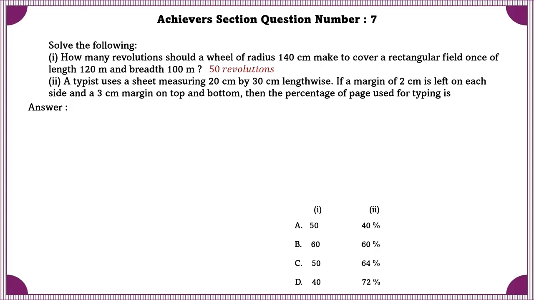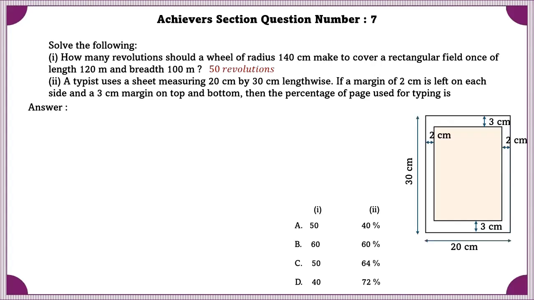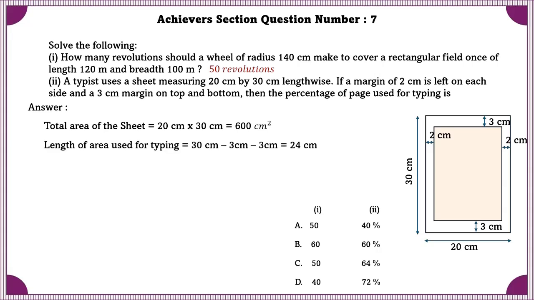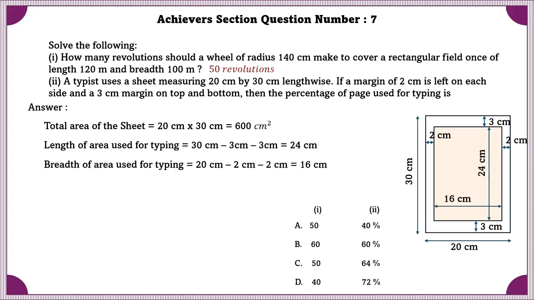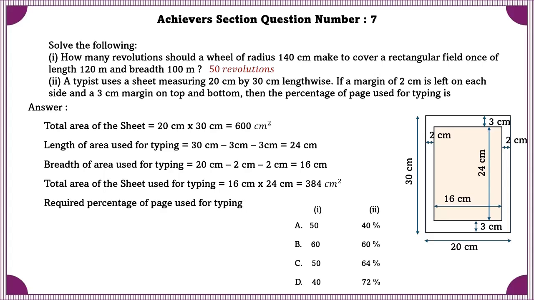Second one, a typist used a sheet measuring 20 cm by 30 cm lengthwise. If a margin of 2 cm is left on each side and a 3 cm margin on the top and bottom, then the percentage of page used for typing is. Total area of the sheet is equal to 600 cm square. Length of the area used for typing is equal to 24 cm. Breadth of area used for typing is equal to 16 cm. Then total area of sheet used for typing is equal to length into breadth, that is 384 cm square. Required percentage of page used for typing is equal to 384 by 600 into 100, which is equal to 64 percentage.